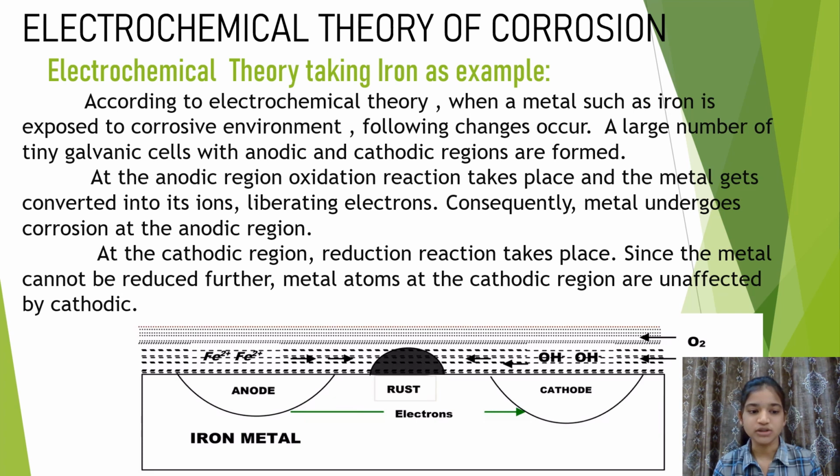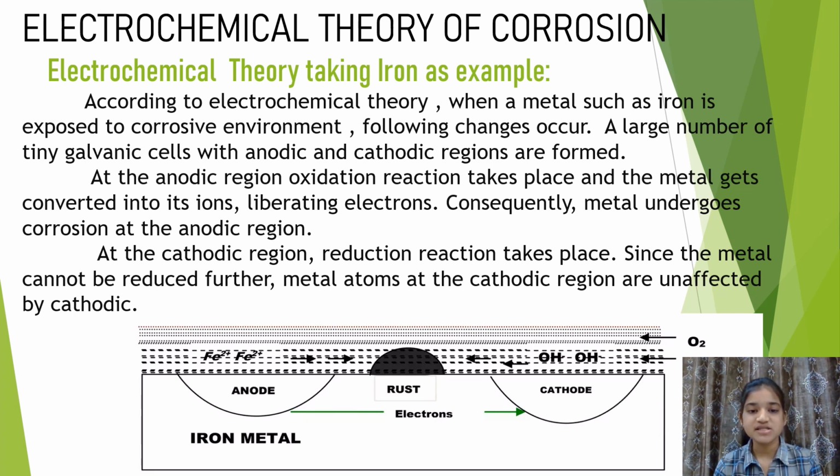Electrochemical theory of corrosion, taking an example of iron. According to this theory, when a metal such as iron is exposed to a corrosive environment, the following changes occur. A large number of tiny galvanic cells with anodic and cathodic regions are formed. At the anodic region, oxidation reaction takes place and the metal gets converted into its ions, liberating electrons. Consequently, the metal undergoes corrosion at the anodic region.